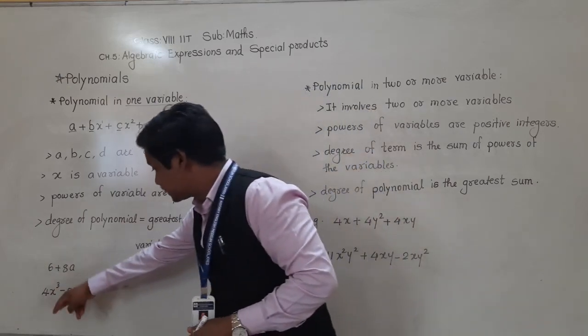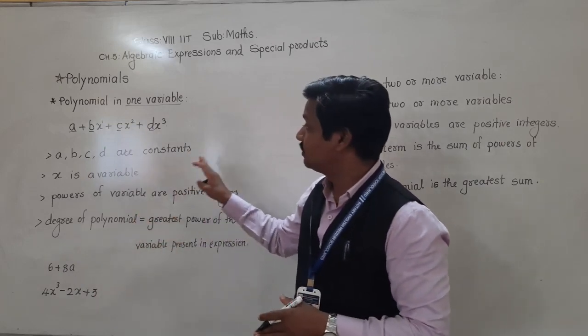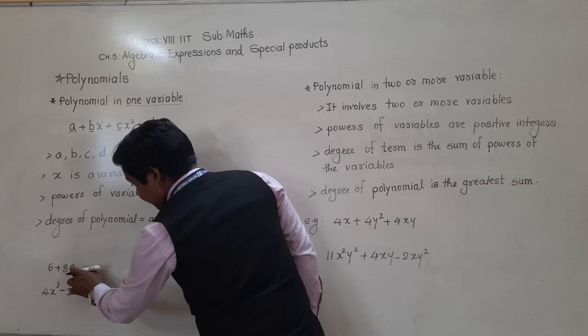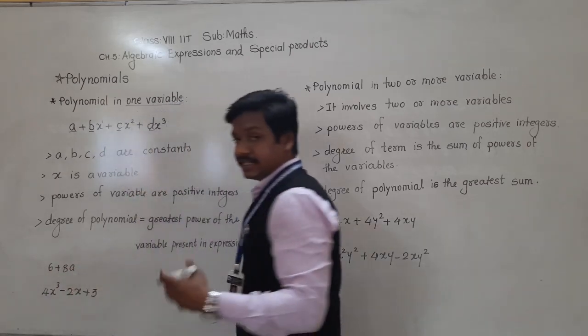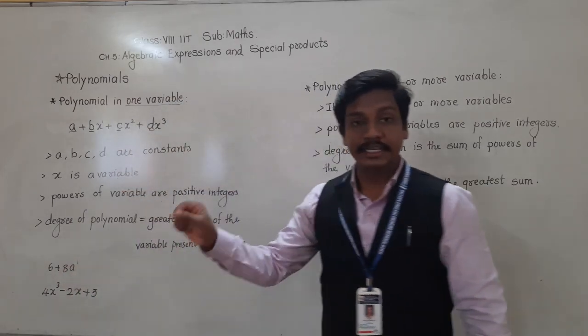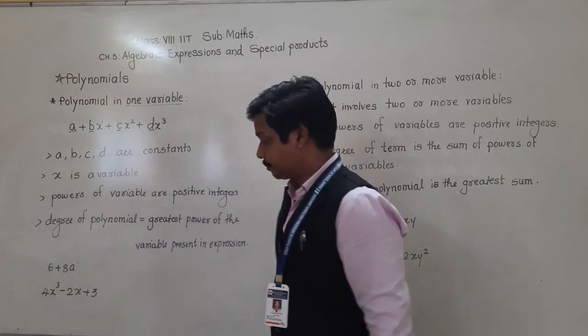Here you see the example 6 plus 8a. This is also a polynomial in one variable. Here the variable is a, and 6 and 8 are constants. So the highest power is 1 itself. So the degree of this polynomial is 1 and the variable is a.